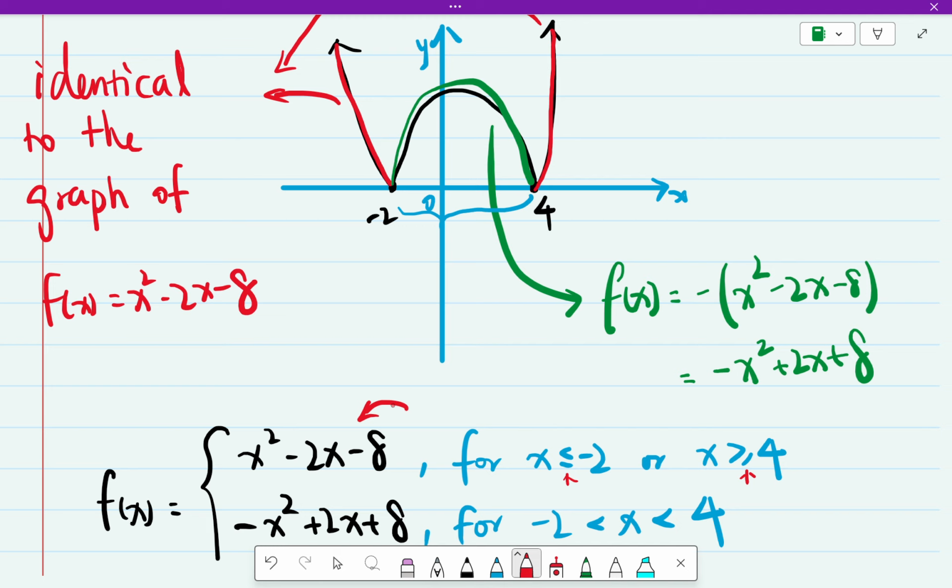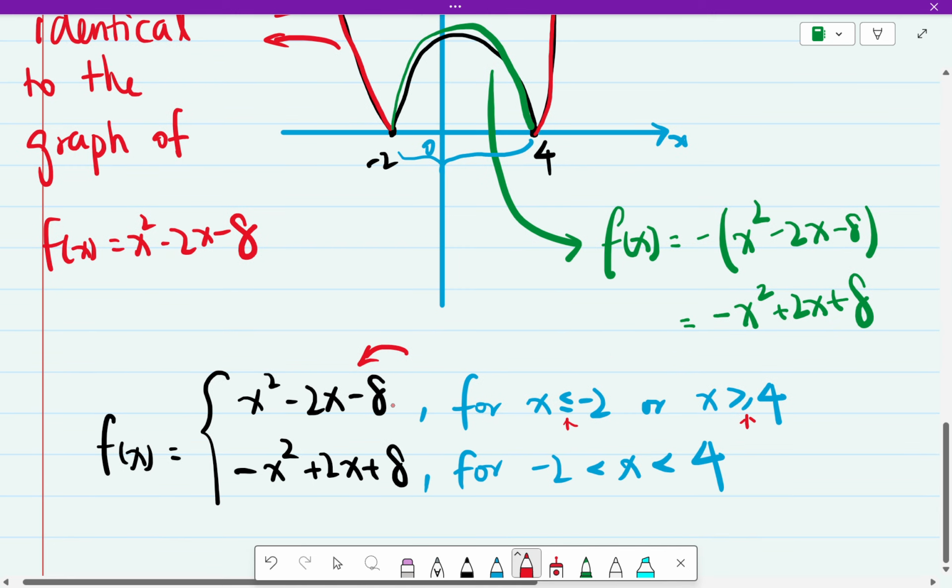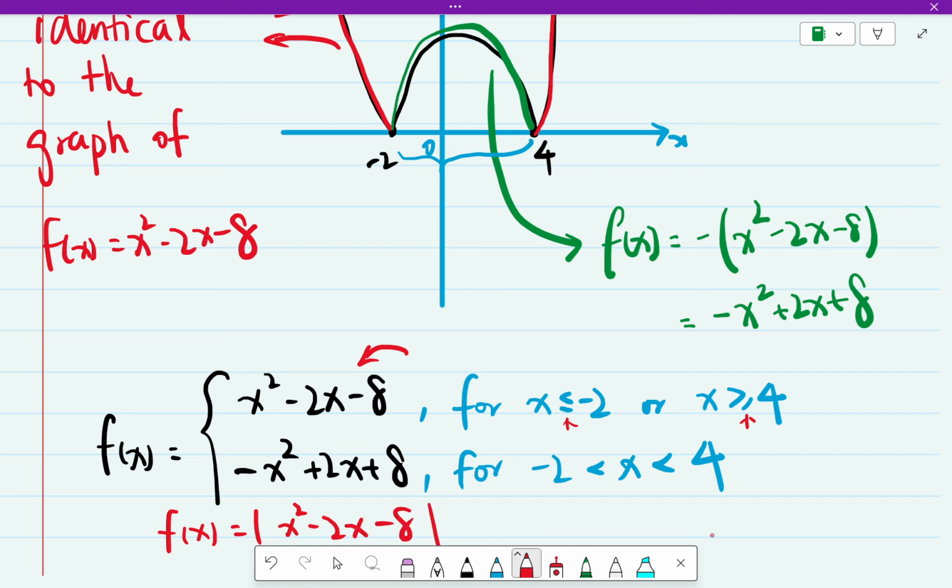So up until this point, we have a piecewise function for the original function f of x equal to the absolute value of x squared minus 2x minus 8. I think that's all for how to graph from an absolute value function to a piecewise function.